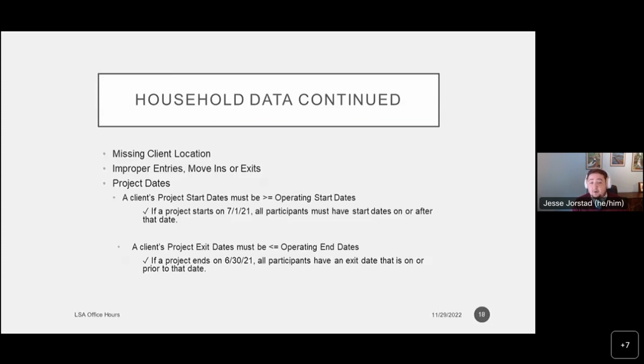Okay, just in general, when there are improper entries, move-ins, or exits, especially when part of the family or part of the household is joining or leaving during part of the enrollment, things can get kind of strange. So just make sure that all those dates are making sense. Then also in relationship to the project dates, somebody can't join a project before the operating start date of the project. And you can't have an exit date that is after the project has stopped operating, or in the case of not having an exit date at all and the project has stopped operating. So all those things need to be cleaned up.